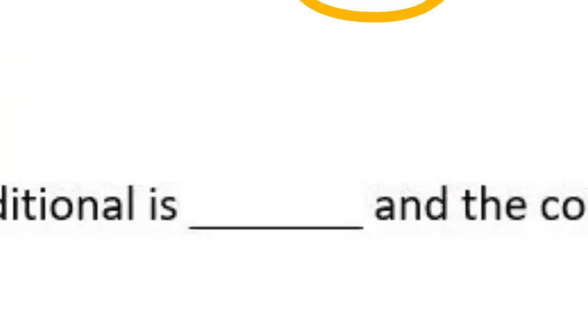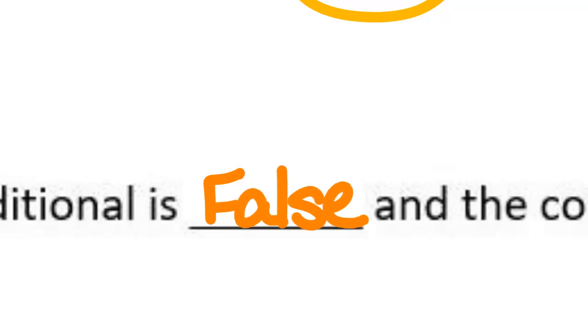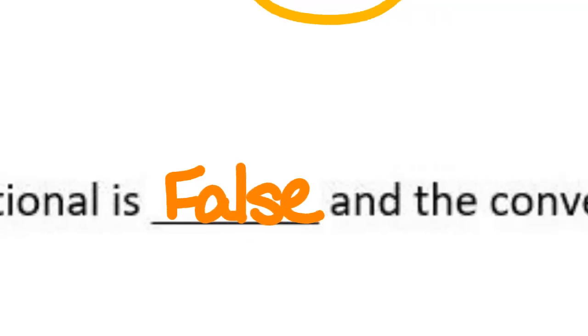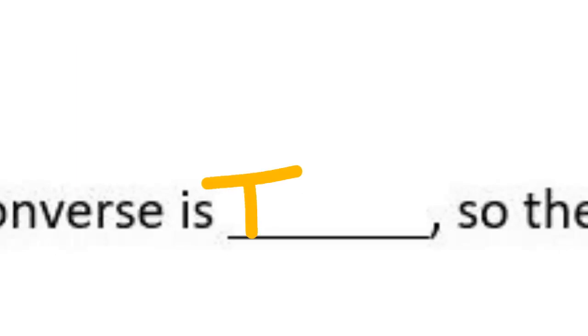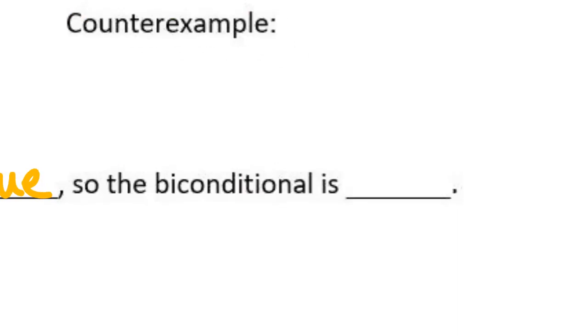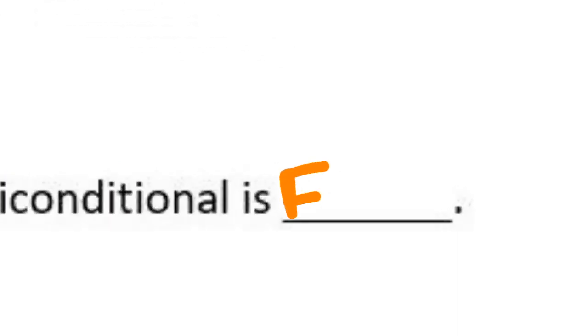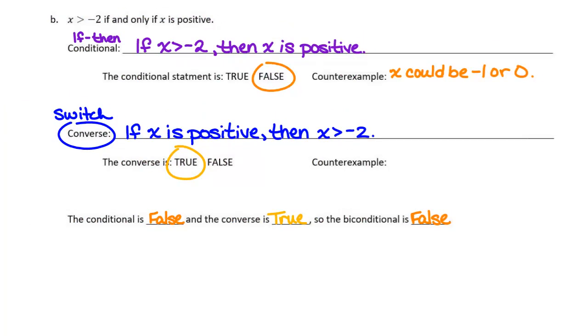Okay, so our original if-then conditional was false, but the converse was true. So what does that mean about the biconditional? It's false. They both have to be true for the biconditional to be true.